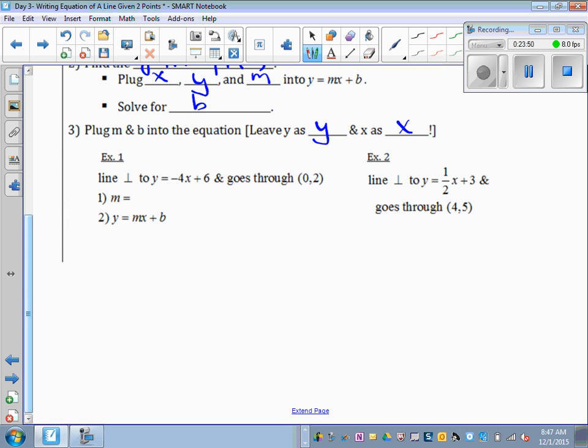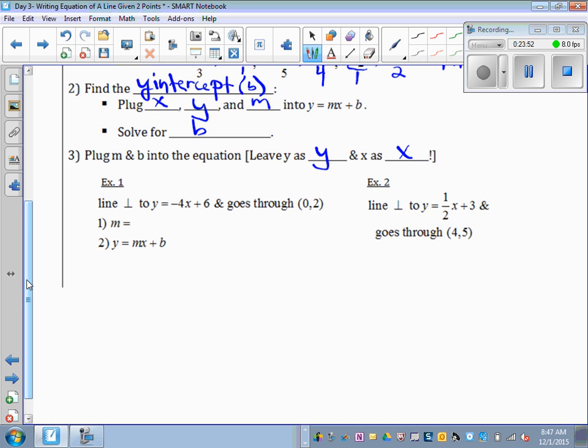Alright, let's take a look at our first example here. It says a line perpendicular. This notation here means perpendicular. Remember from last class, this notation means parallel. This notation means perpendicular. So when we see that, we know that we're going to do the opposite reciprocal with our slope.